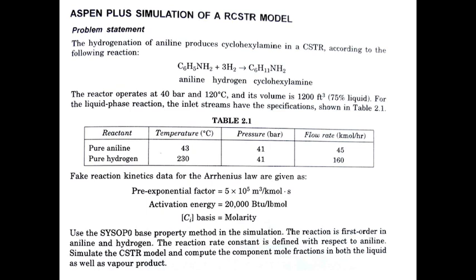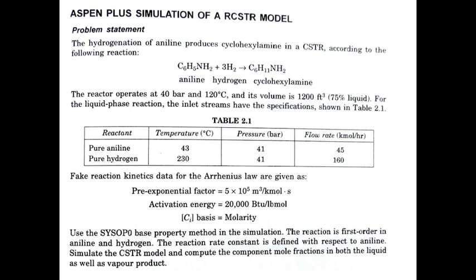So this is the first problem that we are going to simulate, on an RCSTR model. This is the problem statement. The reaction that we are going to handle is the hydrogenation of aniline. The problem states that the hydrogenation of aniline produces cyclohexylamine in a CSTR according to the following reaction. We have aniline, C6H5NH2, and we are treating it with hydrogen. It is given as cyclohexylamine.